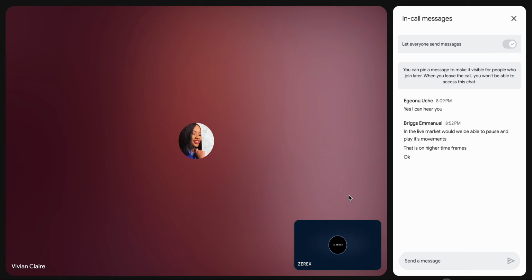Does anyone else have any other question based on what has been done so far tonight? The market is not moving so fast. It will almost be paused on the higher time frame.